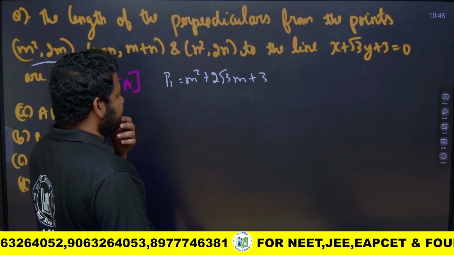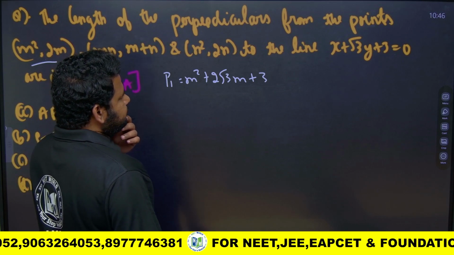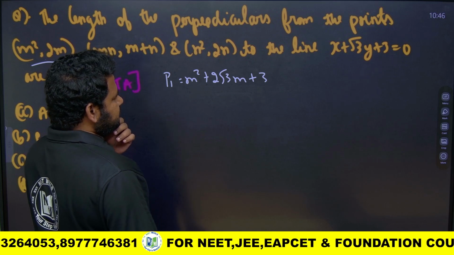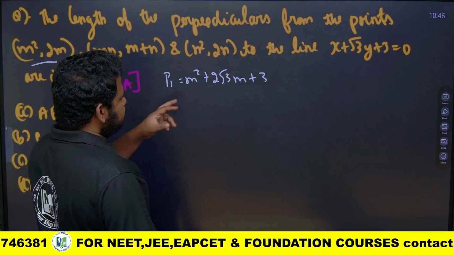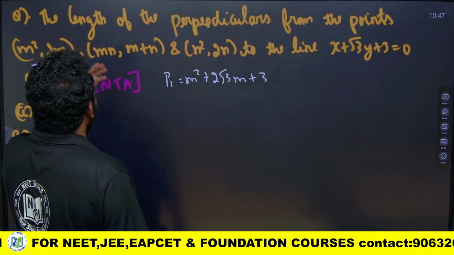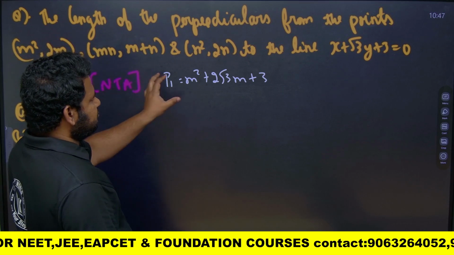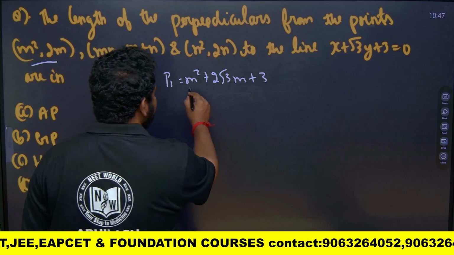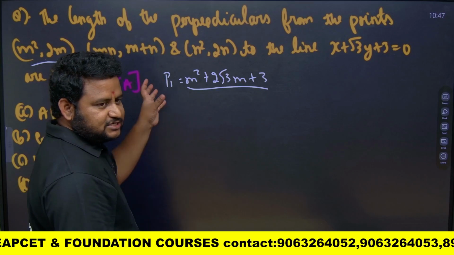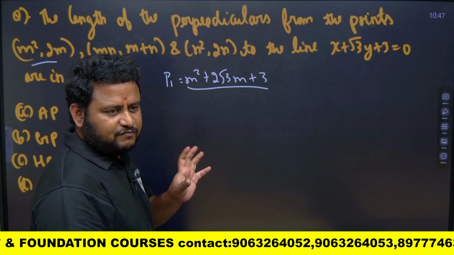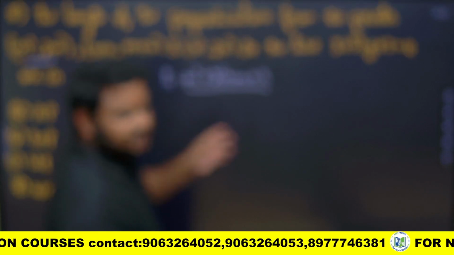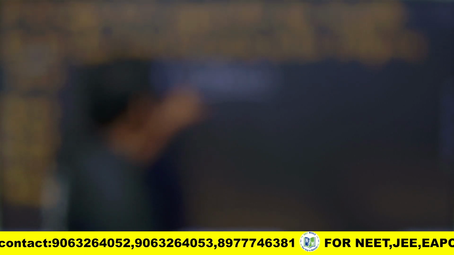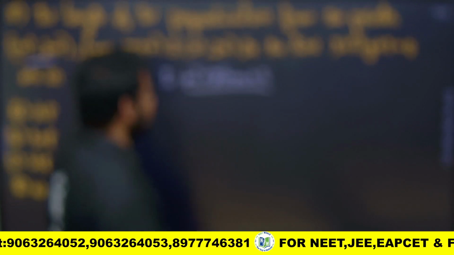This is the length of this perpendicular, and the square root of a square plus b square is what you will get. The length of the perpendicular from this point is given by ax1 plus by1 plus c divided by the square root of a square plus b square. Same thing. That is the distance of a point from a line, or distance of a line from a point, within modulus.